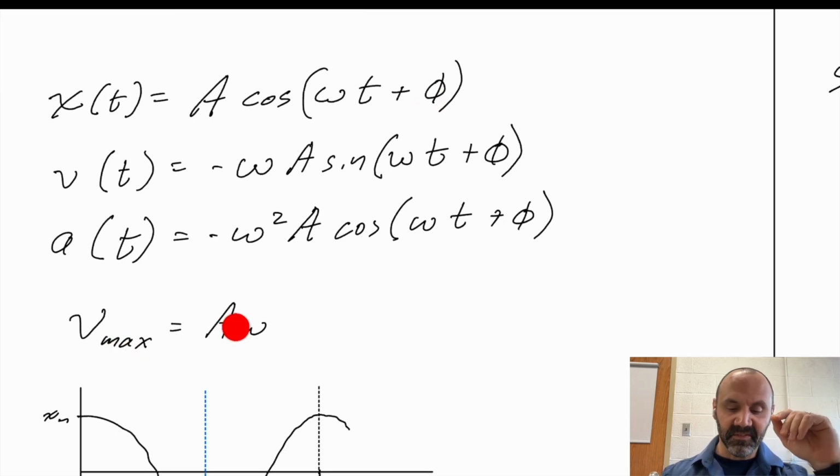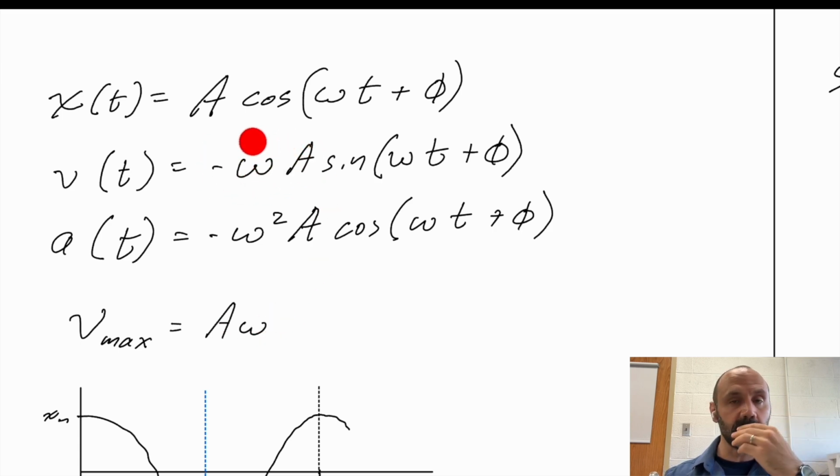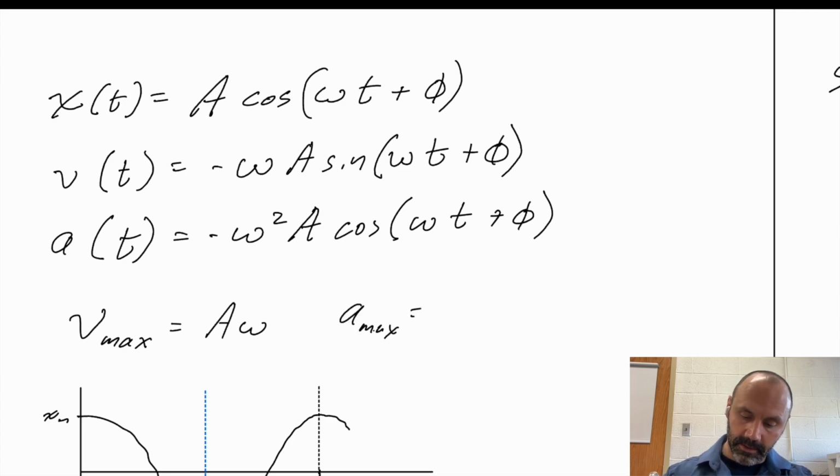Maximum velocity would be A omega, so it would be the absolute value of this coefficient in the front. The maximum acceleration would be omega squared times A. I didn't write that down, but maybe I should. So a max is A omega squared. And what we're really concerned with, if we're looking at the max velocity or the max acceleration, is the magnitude of them, right? Notice I didn't put arrows above them.